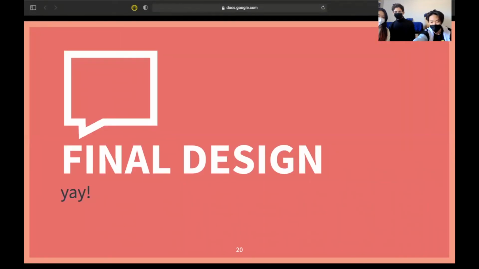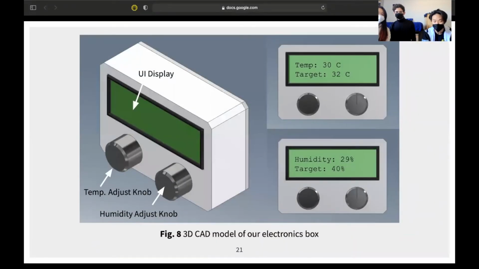And on to our final design. Given the time constraints, we could not construct this full design, but we have CAD models of everything. Here's a picture of our plan for the electronics box. It's a simple 16x2 LCD that displays the target temperature and the current temperature of the air passing through and the humidity that is passing through the tube that we designed. And you can see there are 2 knobs to adjust the parameters.